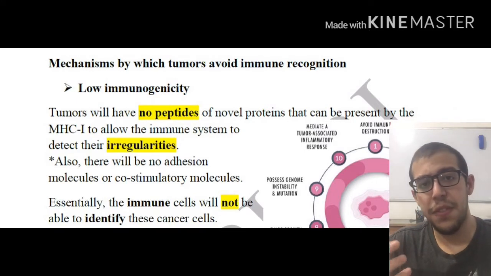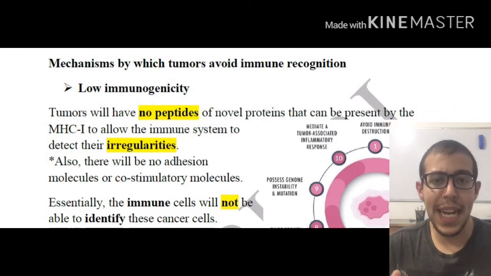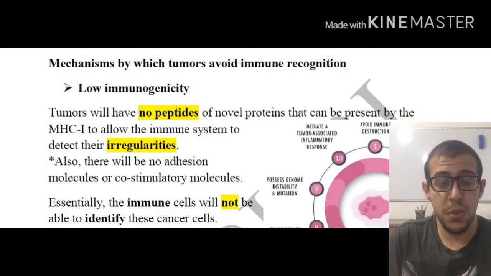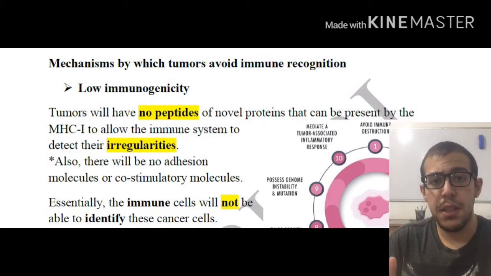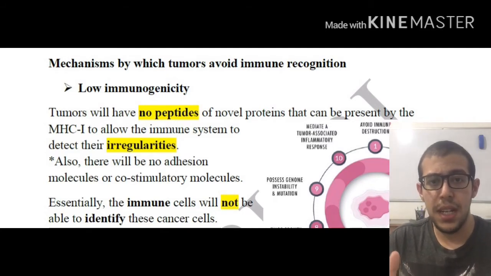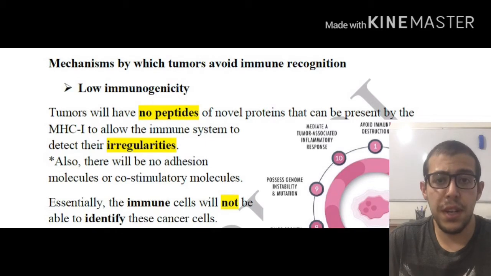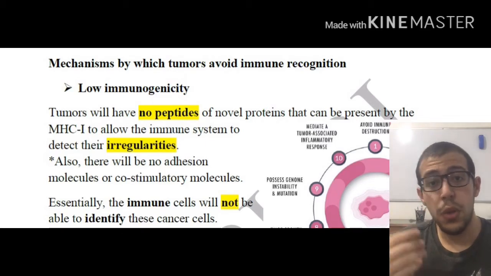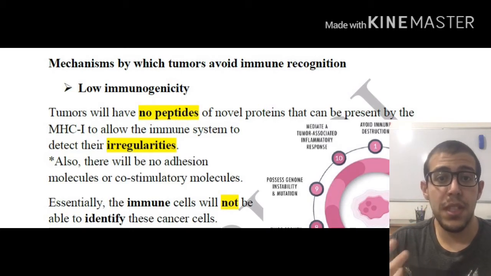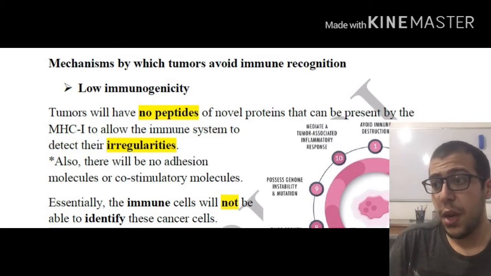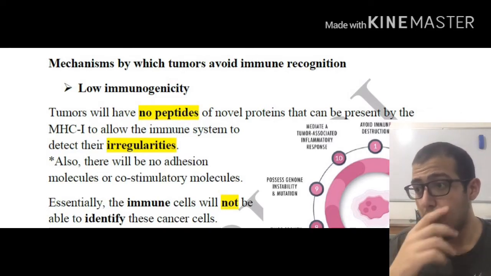Basically, if our T cells are not detecting these abnormal peptides that are naturally presented by MHC class 1, then our immune system is not going to know that this cell is a tumor cell or is irregular in any sense. Therefore, no actions are taken against these cells, and these tumor cells go unnoticed. Next, there will also be no adhesion molecules or co-stimulatory molecules.